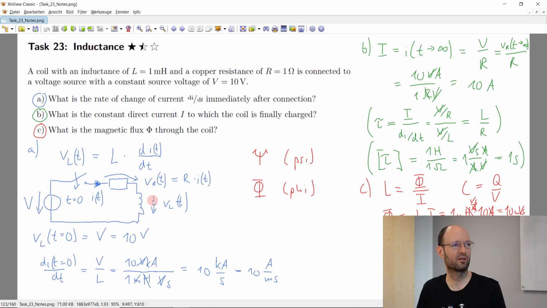So here we have the inductor. The voltage drop across the inductor always follows this equation here. So the time derivative of the current. If the current changes through this inductor, then some voltage is induced. And the more inductance, the more voltage, but the more current change, also the more voltage.